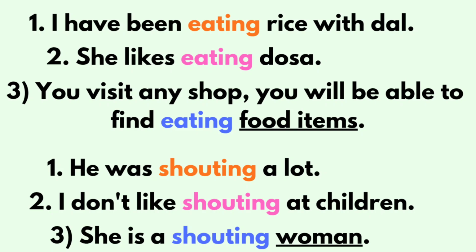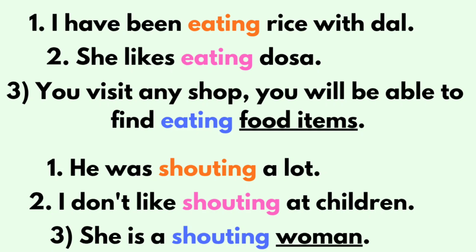She is a shouting woman. Which kind of woman? Shouting woman. Here, shouting is the adjective of the sentence. It describes the person. It describes woman. Which kind of woman? Shouting woman. Here, shouting is the adjective and it is used before the noun, singular countable noun, woman. I hope these examples are clear.